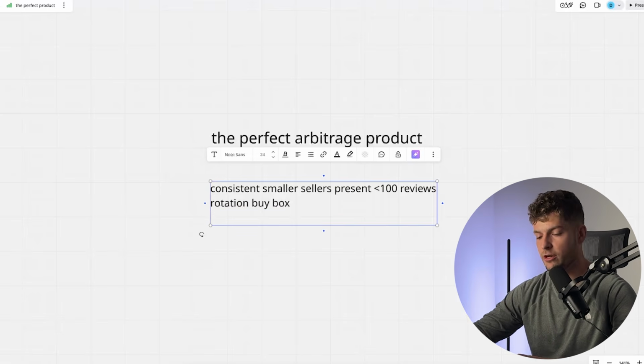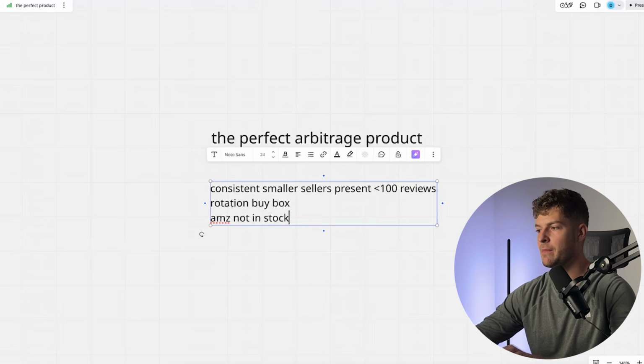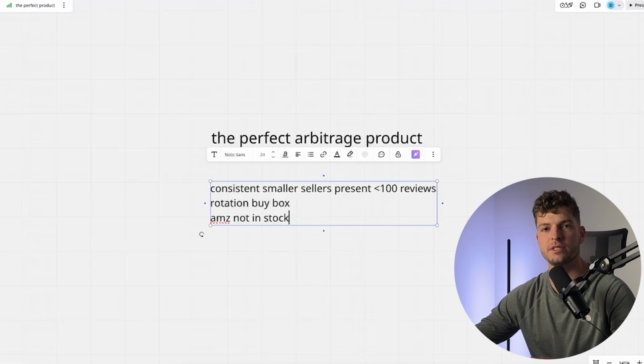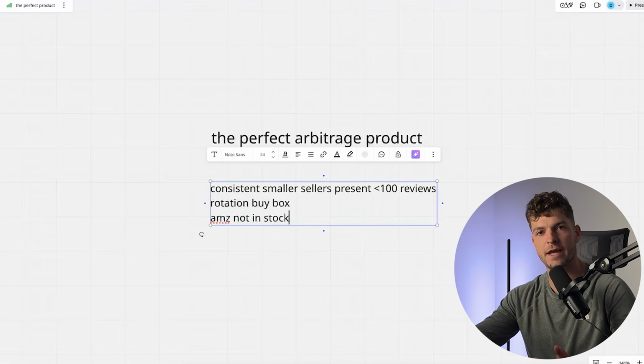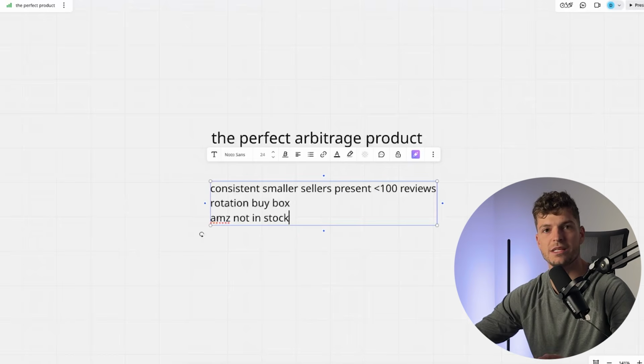For online arbitrage specific listings, we want to see Amazon not in stock. Now, I'm not saying you can't compete against Amazon. All I'm saying here is when we're going to source inventory online and we're not just trying to buy off clearance, we want to buy it at retail cost that we can consistently restock. We don't want Amazon there because chances are they're always going to be priced lower 99% of the time. So it's just not going to be worth our time to look into these listings.